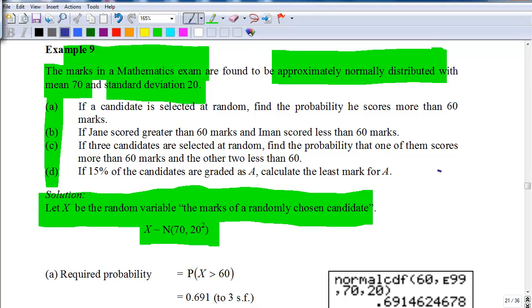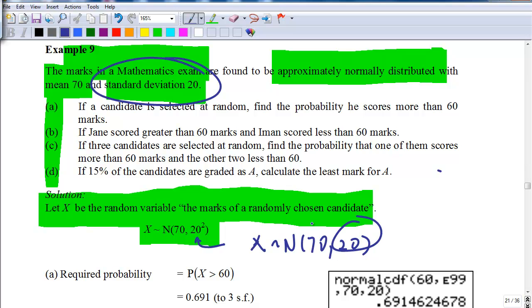Now, this is a very common student mistake. Because the question gives you the information in the form of a standard deviation, sometimes students will write this: X follows normal, mean 70 and variance 20. You have to read this very carefully. It shouldn't be 20 because this place here is supposed to be filled up with sigma squared. So you have to write this as 20 squared.